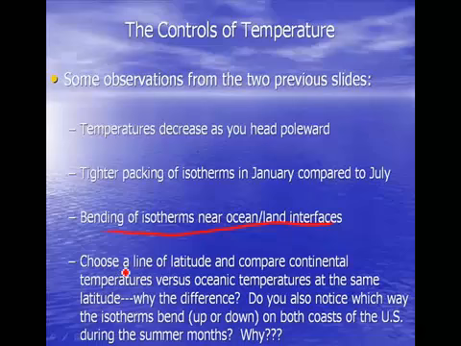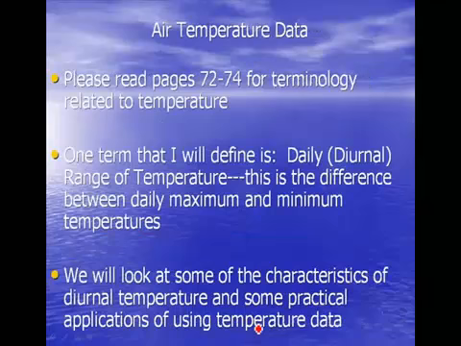And then I chose a line of latitude and compared continental temperatures versus oceanic temperatures at the same latitude. Some of the things that we notice, the isotherms bending up or down on both coasts during the summer months, and we ask why. We'll talk about that in just a little while.